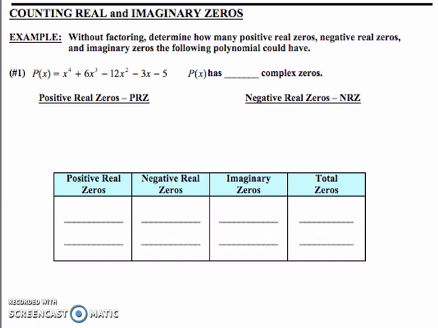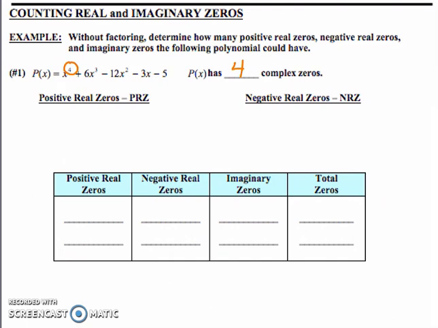So we know that P of x is a fourth degree polynomial, so that tells us that we are going to have 4 complex zeros. Some may be real, some may be imaginary, some may be positive, some may be negative. We're not sure yet. So the next thing I'm going to do is go back to Descartes' rule of signs, and determine the possibilities for positive real zeros and the possibilities for negative real zeros.